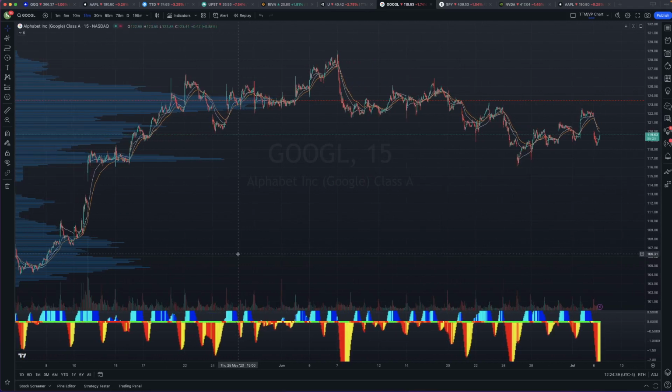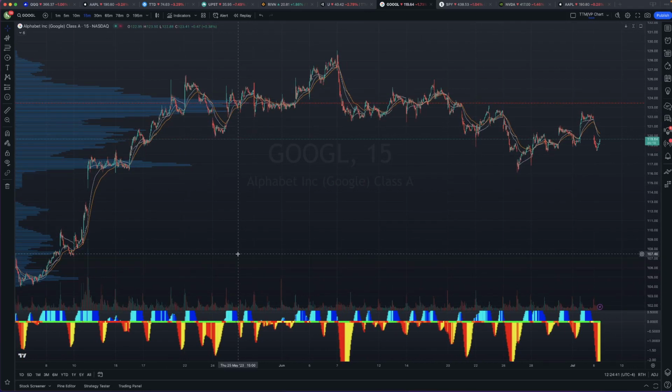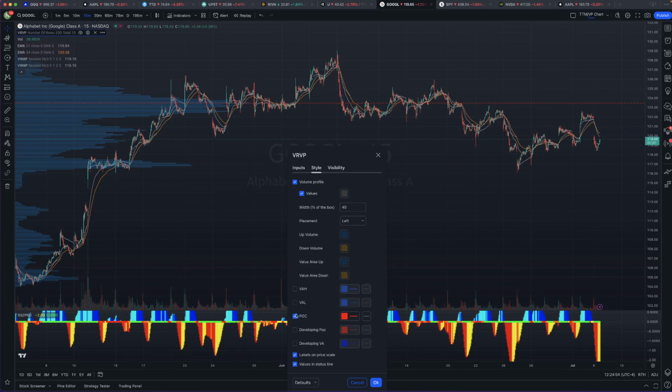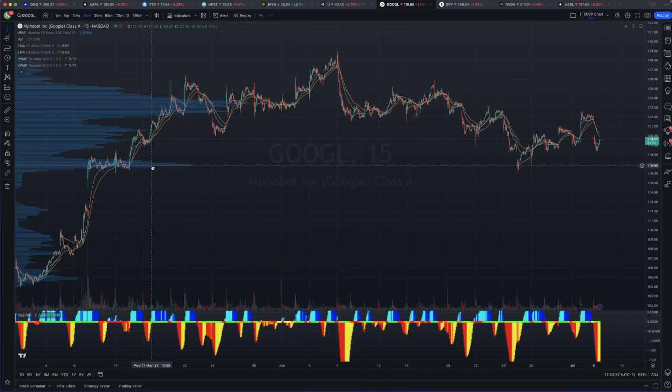Okay. So again, I'm going to put an anchored VWAP on this. This is Google. I'm going to turn off the auto POC so we'll actually make a mark and it won't leave. Okay, auto POC is there. Okay, major level down here. Make that red. Major level down here at 116.80. We're going to find support there.